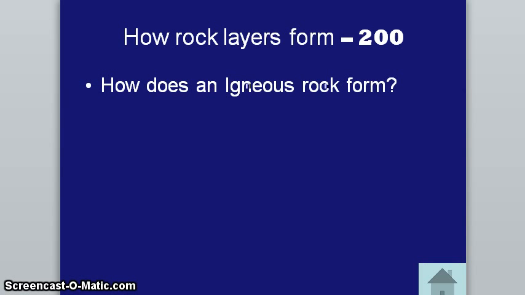How do igneous rocks form? Igneous rocks are going to form from the melting down of magma that then cools and hardens. And as that cools and hardens, that's going to give us our volcanic or igneous rock.